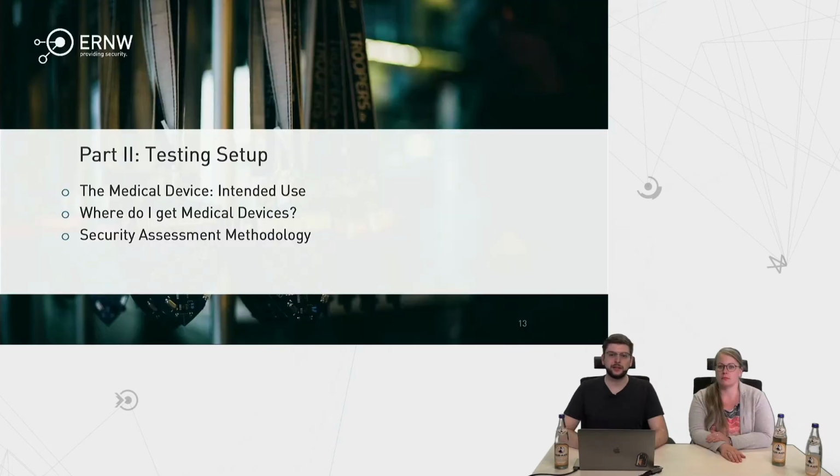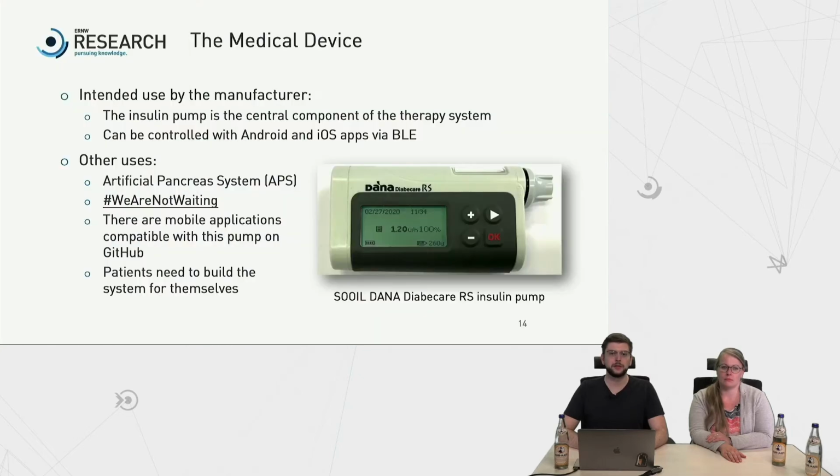Now I will explain some more details about the medical device as well as its medical intended use. Afterwards, we will shortly discuss where such medical devices can be retrieved from. This is followed by the security assessment's methodology and scope. In the following minutes, I will explain the communication protocol of the Dana Diabecare RS insulin pump, which is sold by the Korean manufacturer Sooil Developments, as well as vulnerabilities we identified.